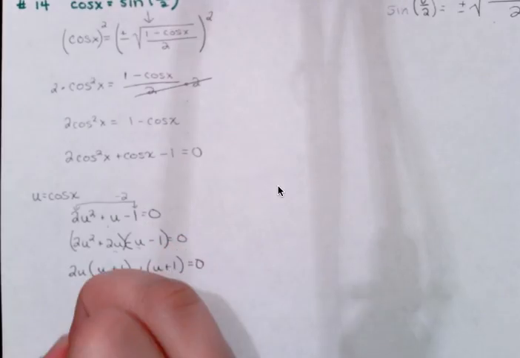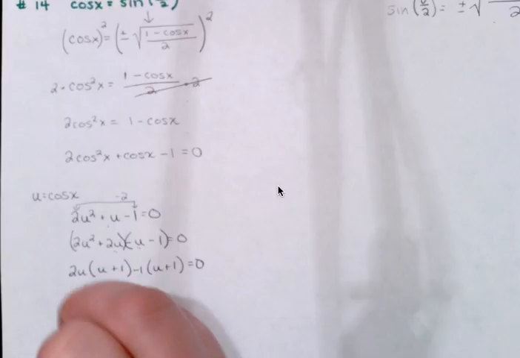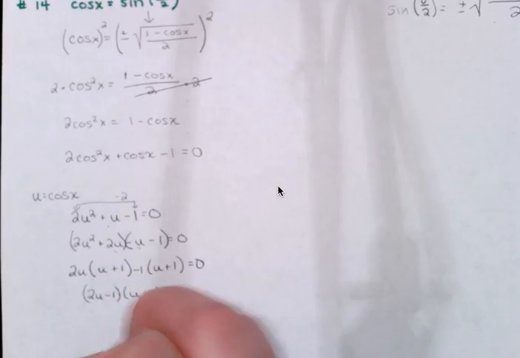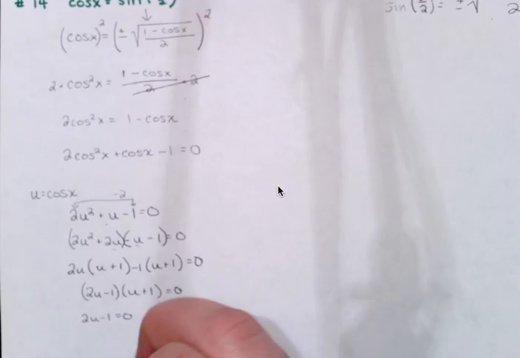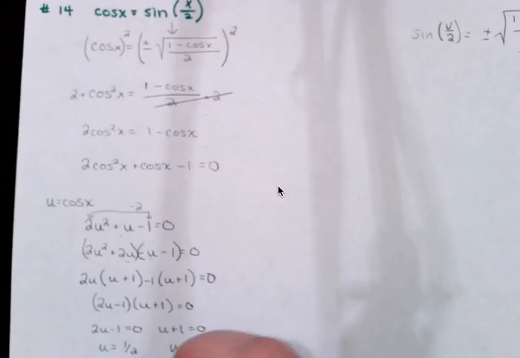And then I'd get 2u minus 1, u plus 1. So then I'd get 2u minus 1 equals 0, u plus 1 equals 0. I'm going to skip some algebra here. u equals 1/2, and u equals negative 1.